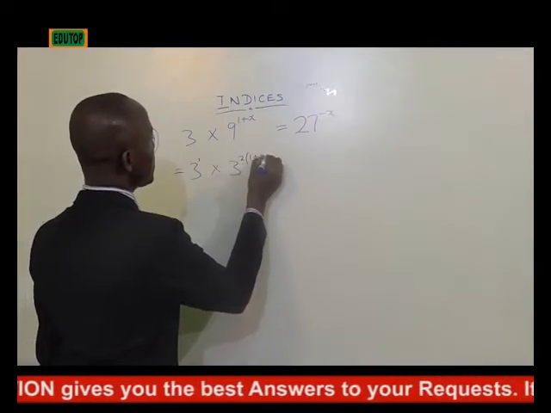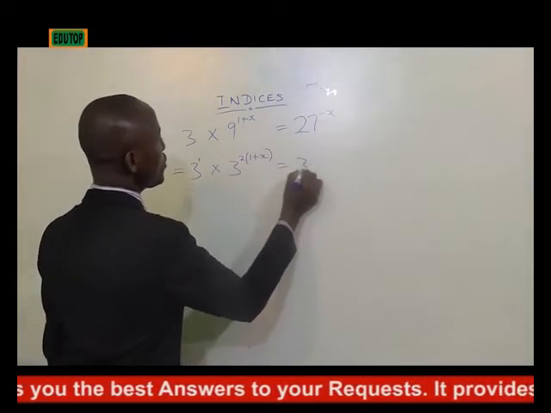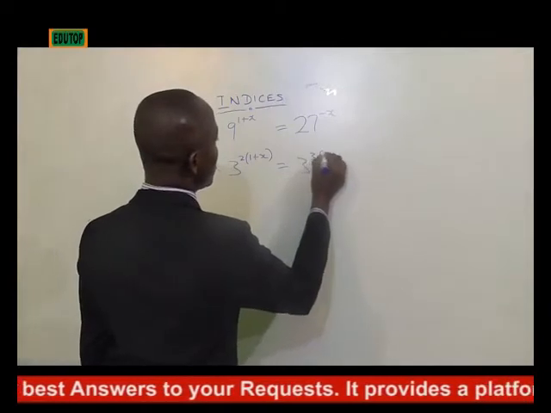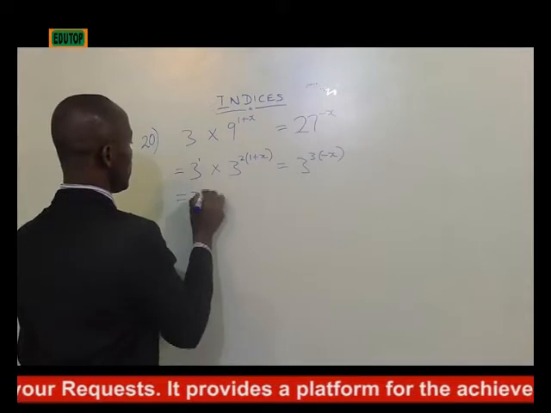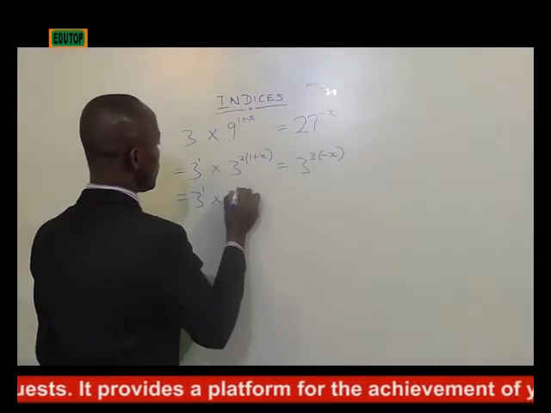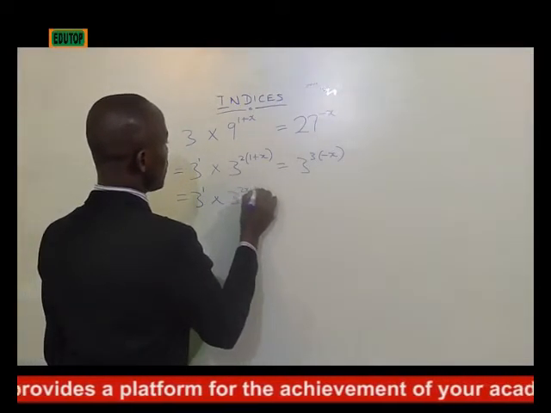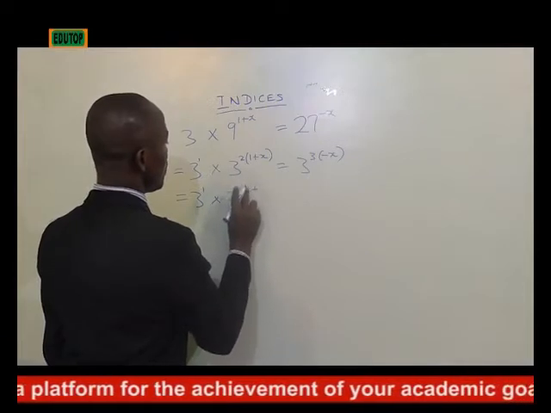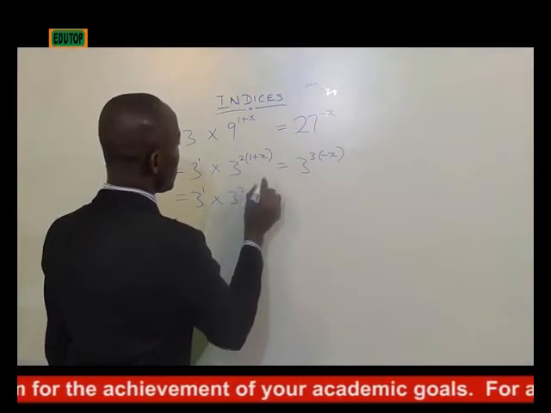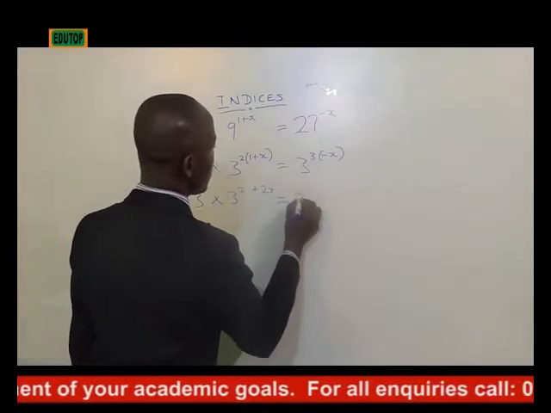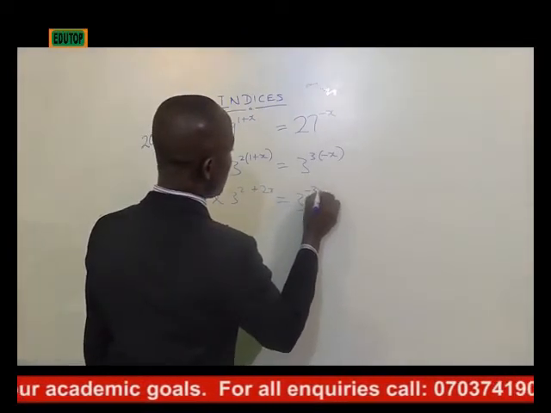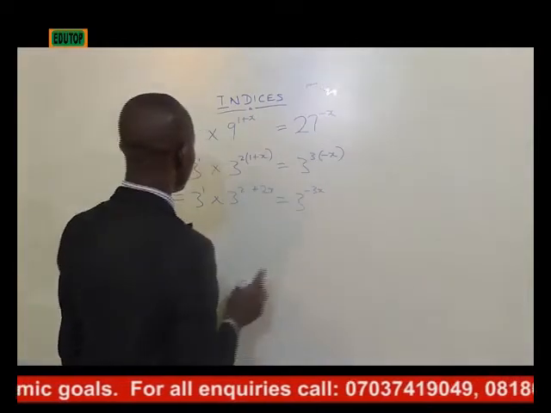1 plus x is equal to 3 raised to power 3 in the bracket minus x. So what we're having is 3 raised to power 1 times 3 raised to power 2 times 1 plus x. 2 times 1 is 2, 2 times x is 2x, is equal to 3 raised to power minus 3x. 3 times minus x is minus 3x.